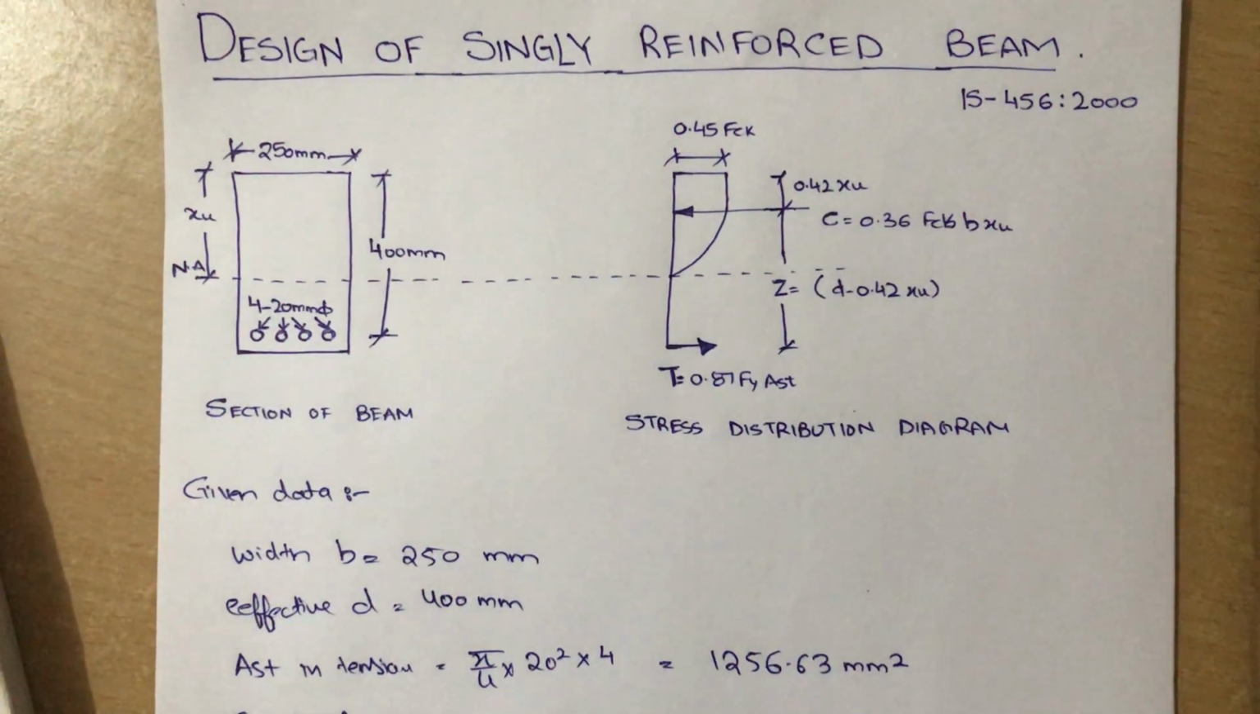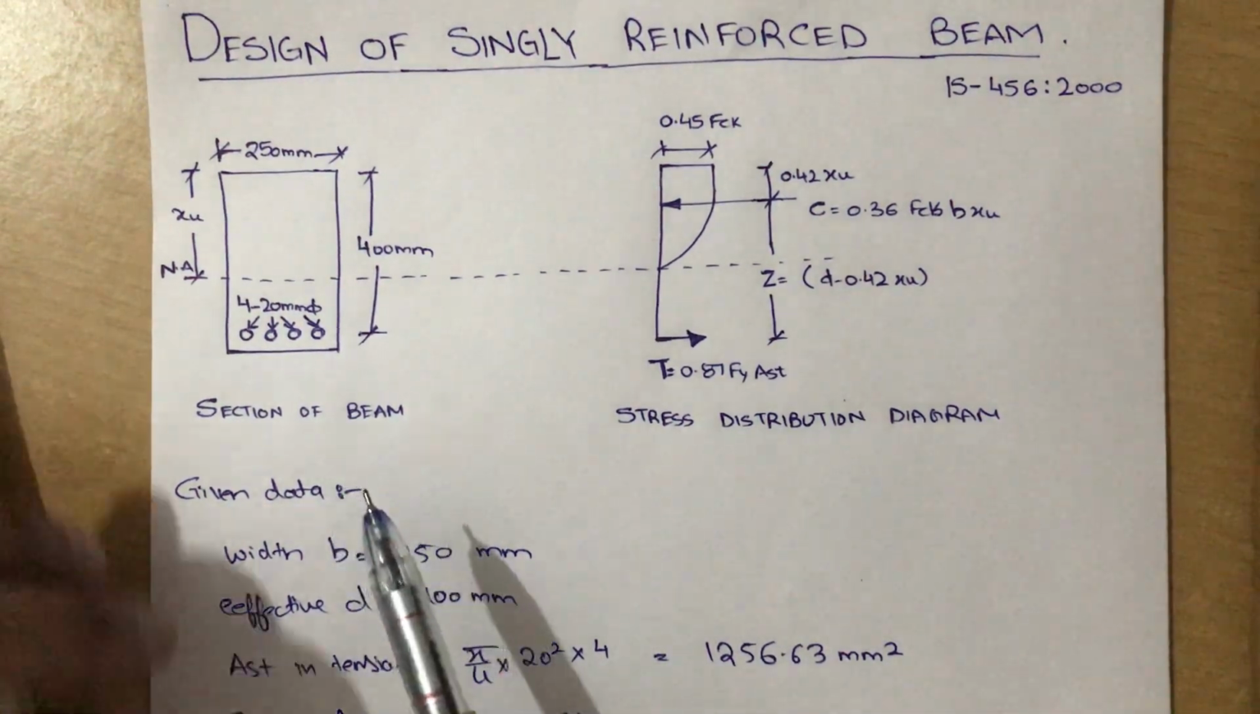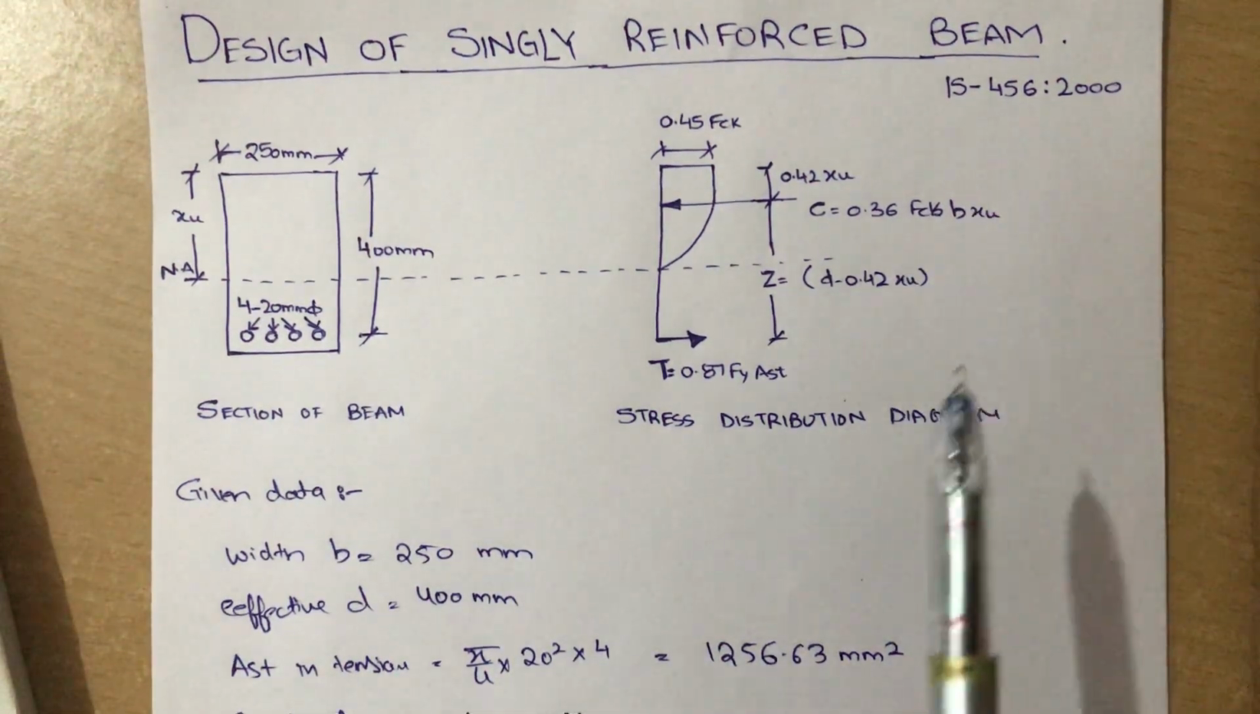So today's lecture we are going to design a singly reinforced concrete beam. So here is an example. For designing a singly reinforced beam we have to use the IS 456 code, which is very helpful.